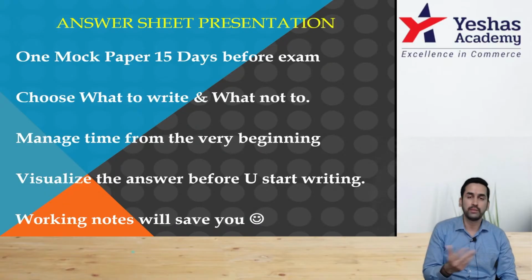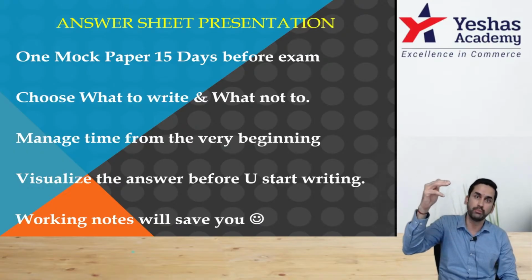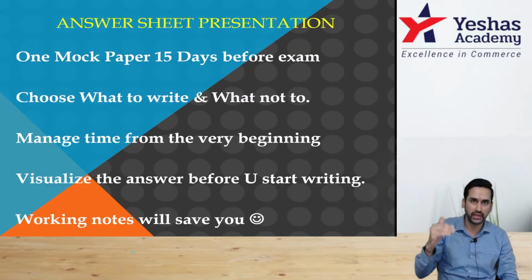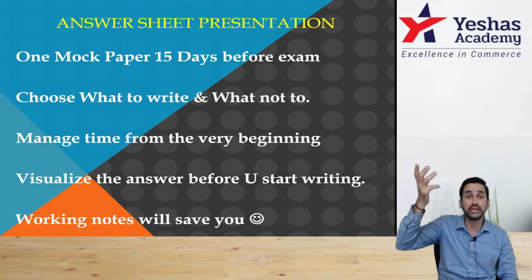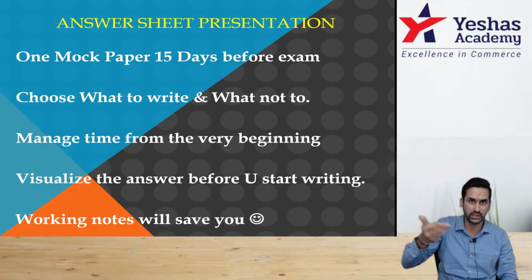Theory also. Suppose they say write any 4 points, write any 4 differences between something and something. Decide which are the 4 differences. In that, decide which is the most important difference. Next important, then not so important, and the one you know least, let that be the last point. Otherwise, what happens? You start with something and then midway you realize, no, I should have done something else before. This happens with a lot of students even in class.